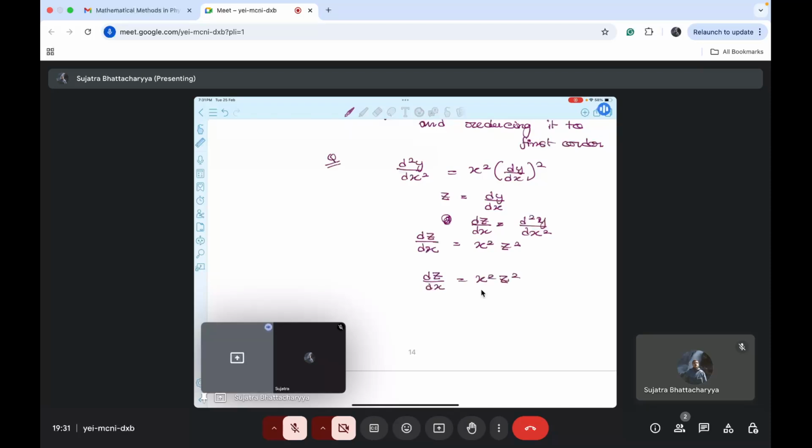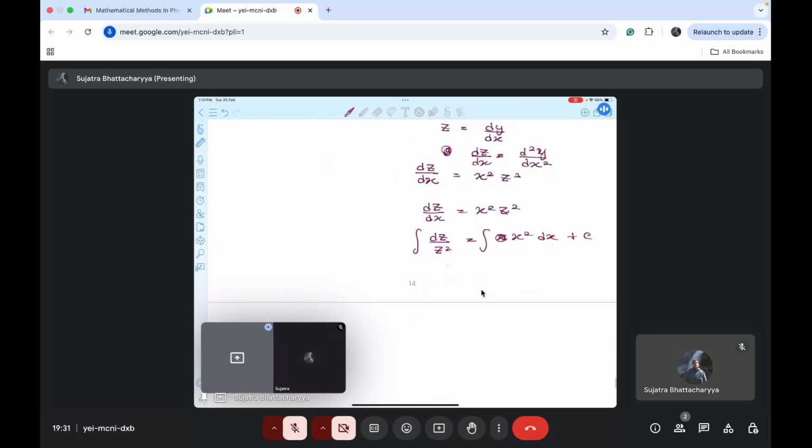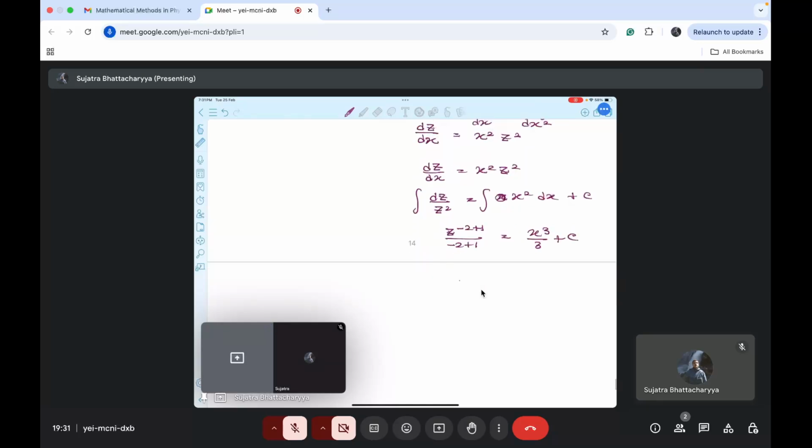Now you can see that you can easily do the variable separable. So dz over z squared becomes x squared dx. Integrate it plus c, because it is an indefinite integration. So z to the power minus 2 plus 1 divided by minus 2 plus 1. This becomes x cubed by 3 plus c. So minus 1 by z equals x cubed by 3 plus c.